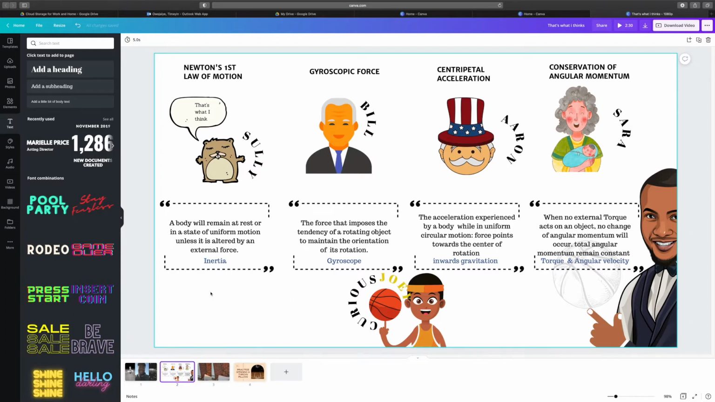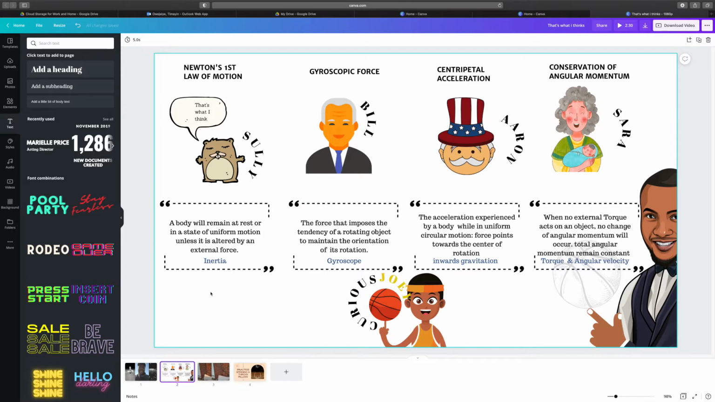Okay, let's go over to Aaron and find out what Aaron has to say about this. Aaron thinks that centripetal acceleration is absolutely responsible. It is the acceleration experienced by a body while in uniform circular motion, and this force points towards the center of rotation. It's kind of like an inwards gravitation. And that's what Aaron thinks.